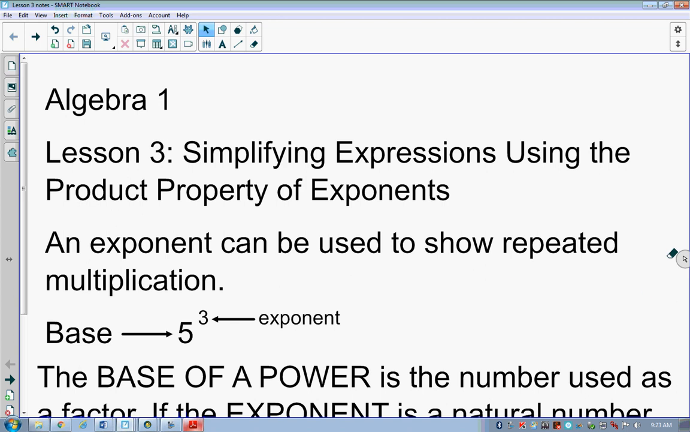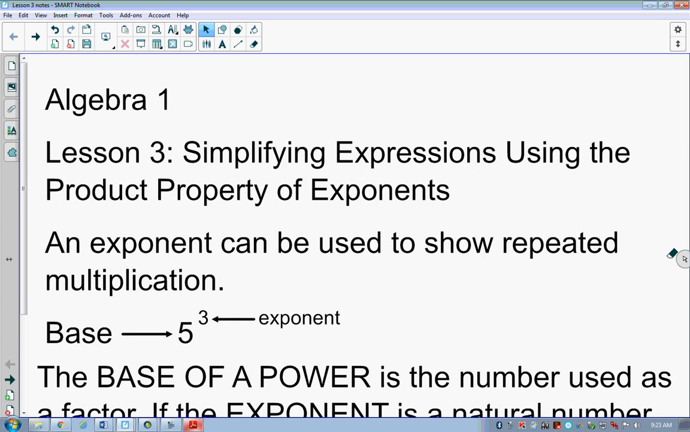Lesson 3 here in Algebra 1. We're talking today about simplifying expressions using the product property of exponents. So let's break down just that title for a second. What does product mean? Multiplication. All right. An exponent is what?